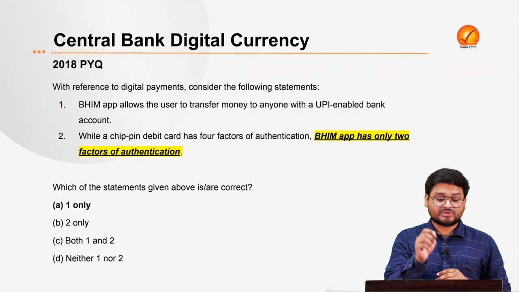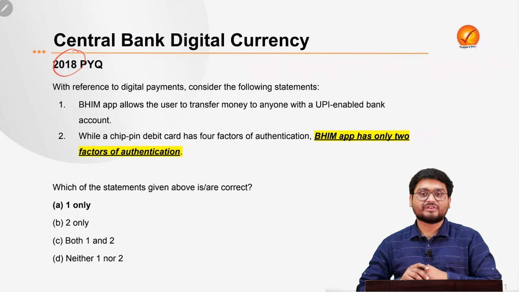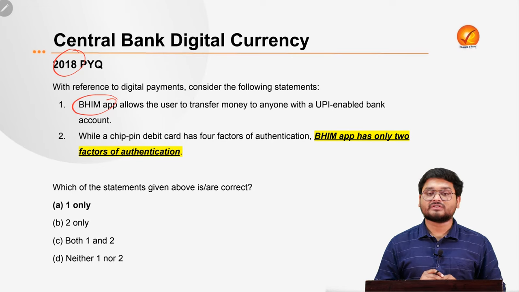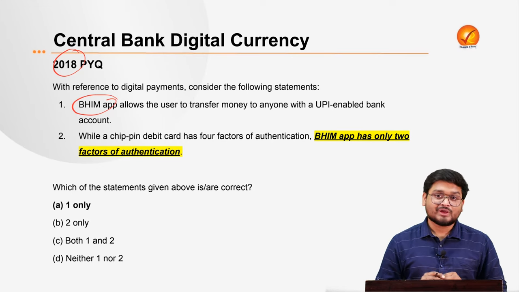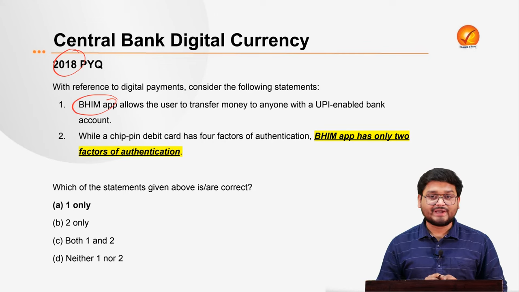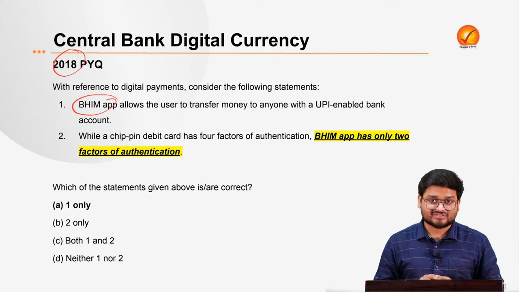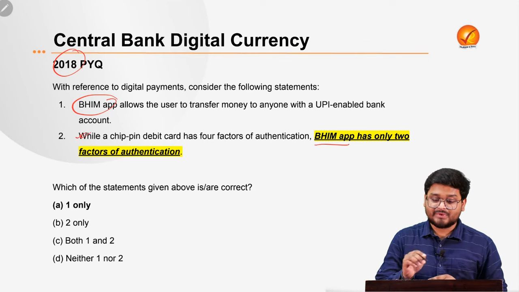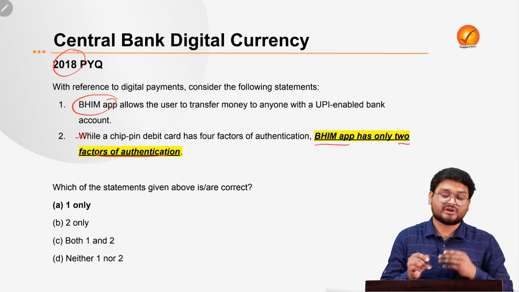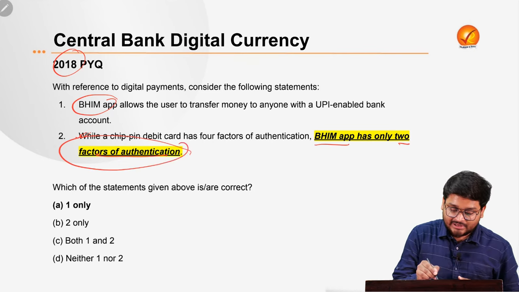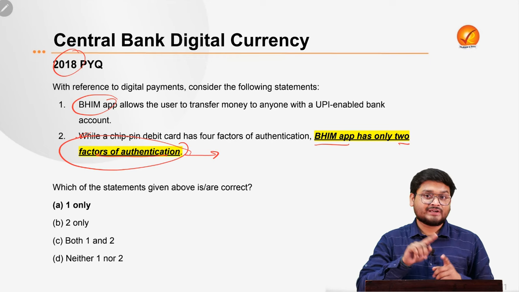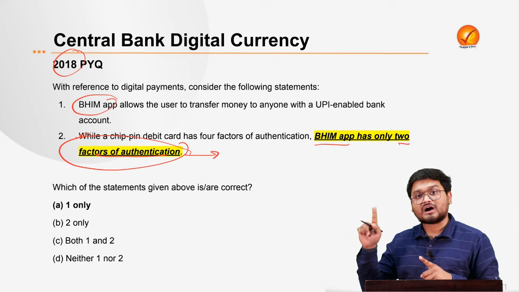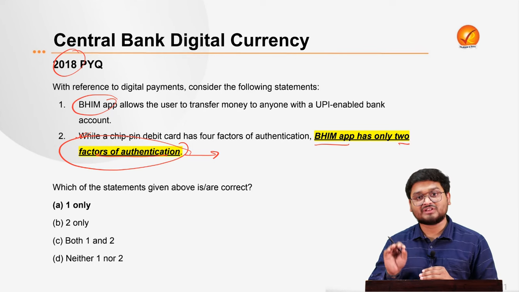Now here, there was a 2018 PYQ question related to the Bheem UPI app. Now according to this Bheem UPI and the UPI ecosystem, to sign up for the UPI ecosystem, you need to do some various verification tasks, right? That is reflected in option 2. And your option 2 is inherently wrong, because it's still that Bheem app has only two factors of authentication. See, factors of authentication is very, very important to identify that it is your bank account, it is your deposit account, you need a particular PIN, you have to have a card to operationalize the UPI account, right?